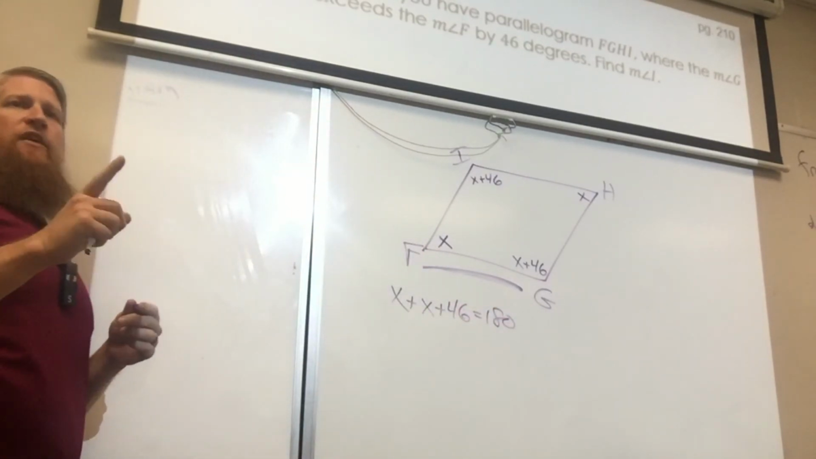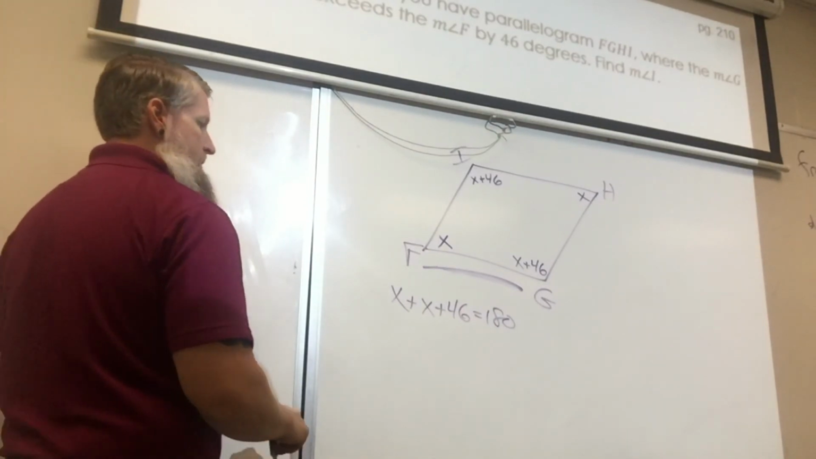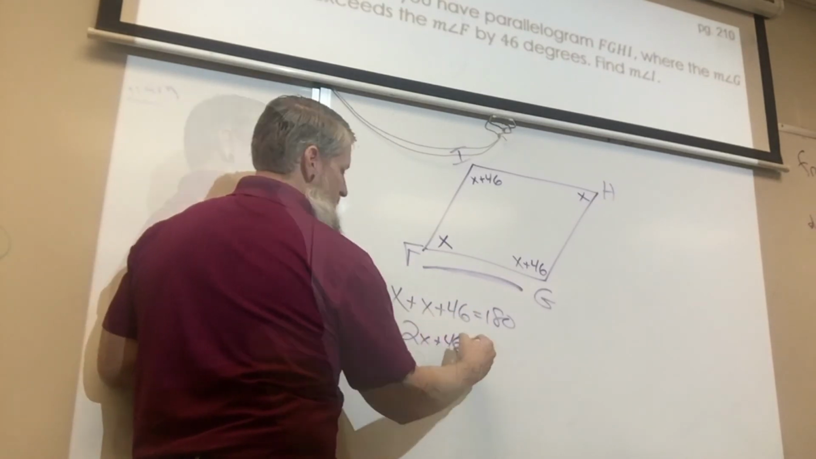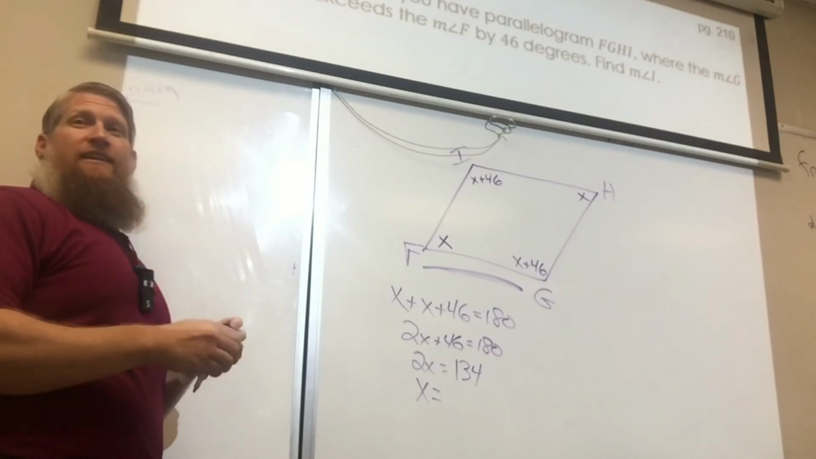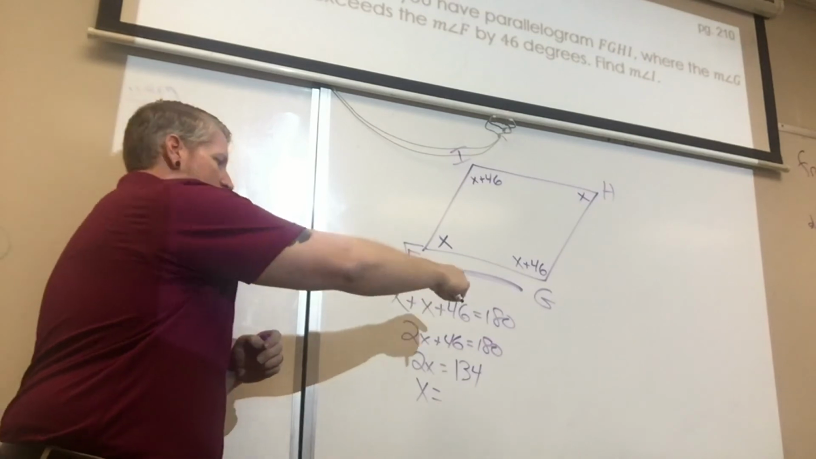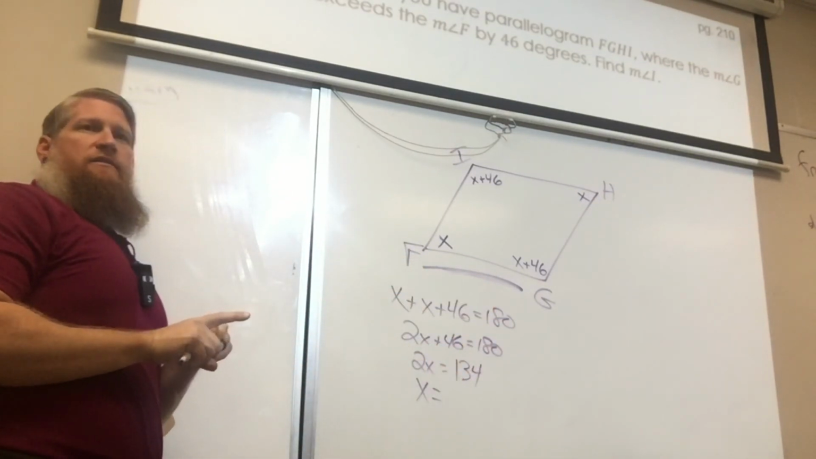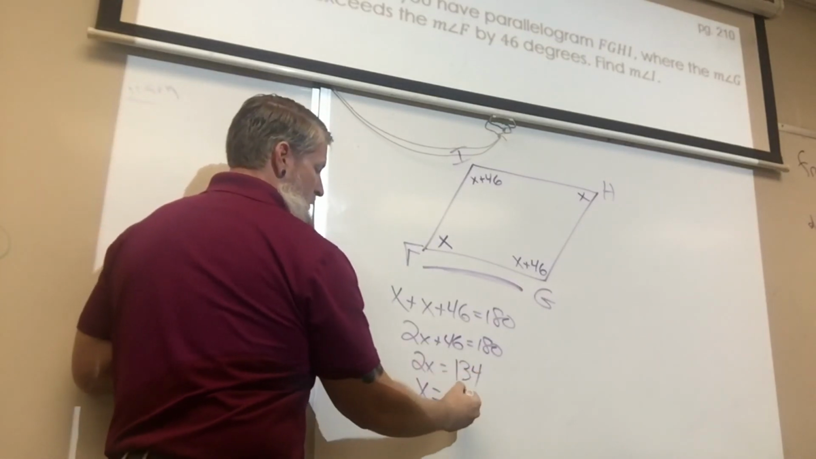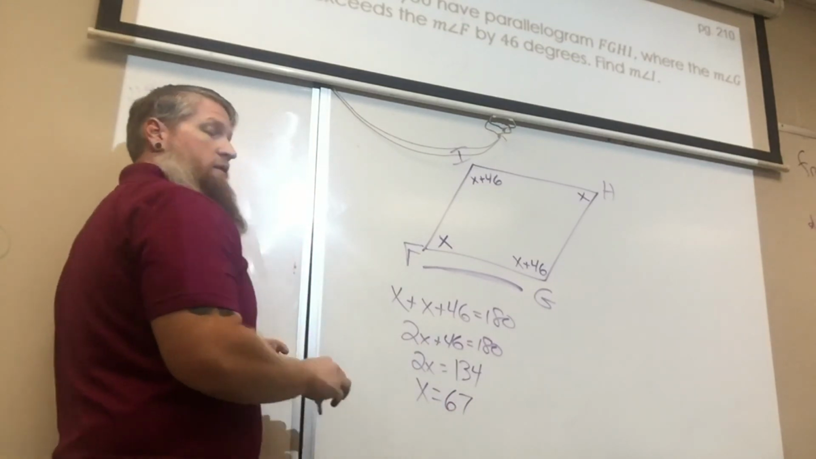Because here, as long as I find out what the value of x is, I know all the angle values that are up there. Okay, so if I solve this out, that's going to be 2x plus 46 equals 180. You did do that. That was part of it. 180 minus 46 is 134. Okay. Then 134 divided by 2 is 67.